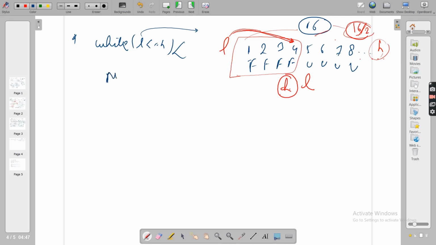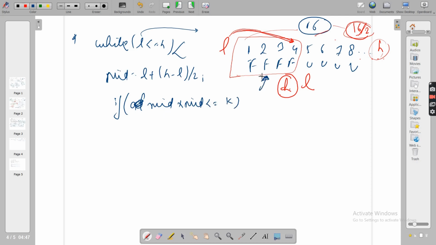Now see, calculate mid as L plus (H minus L) by 2. How was your favorable zone defined? If mid cross mid is lesser than or equal to K, this is your favorable. If you land at a favorable, where can you move? You cannot move to the left. Obviously you have to move to the right, because you wanted to find the last favorable. So you have to search in the right, you cannot search in the left. So what do you do? L is equal to mid plus 1, because you have to push L to the right.